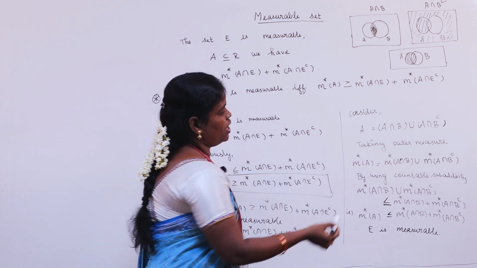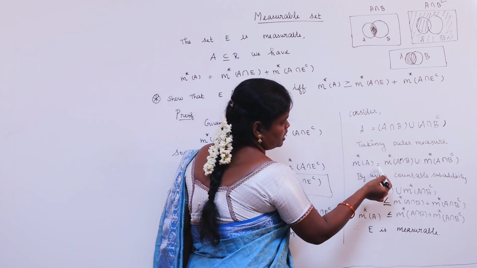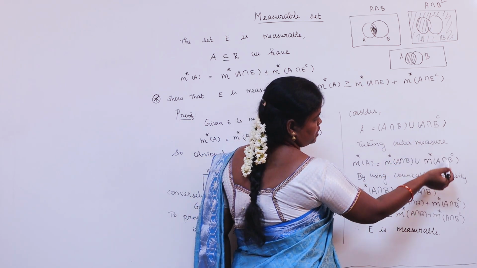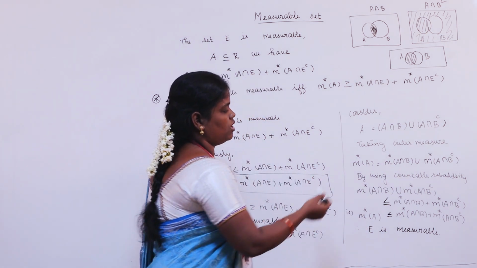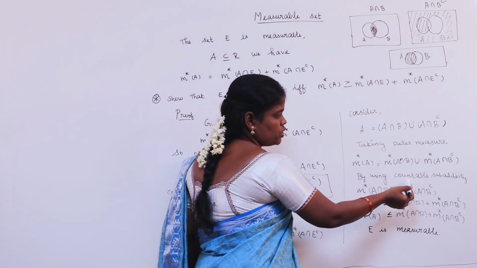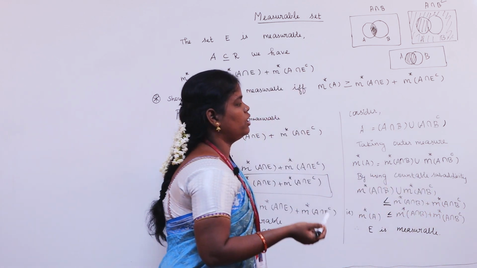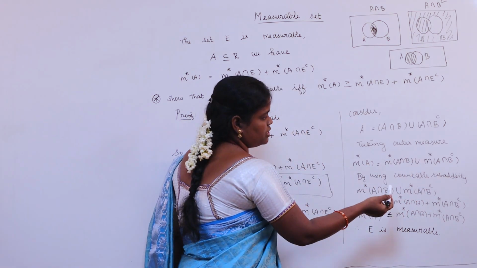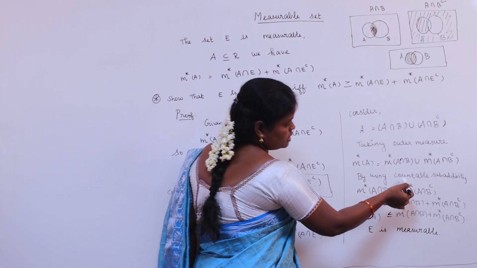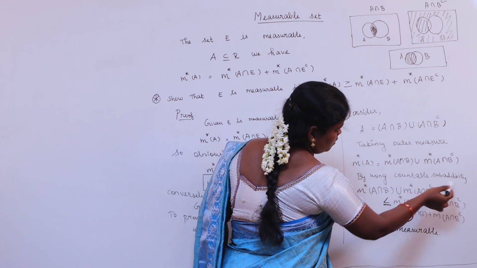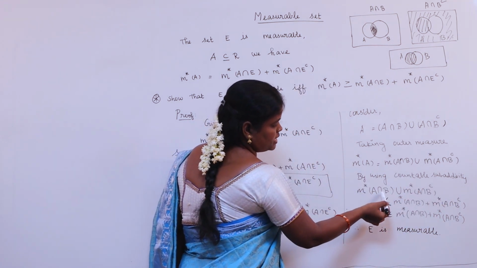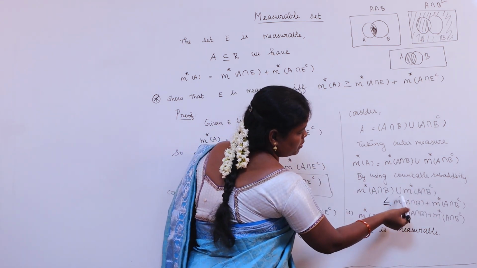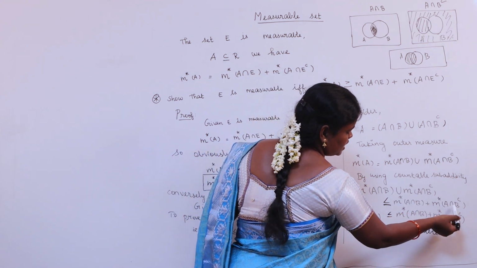Then taking outer measure, so M star of A is equal to outer measure of A intersection B union A intersection B complement. And already you know the basic concept of countable subadditivity: for the union, we have to change it to summation. So outer measure of A intersection B union A intersection B complement is less than or equal to outer measure of A intersection B plus outer measure of A intersection B complement.